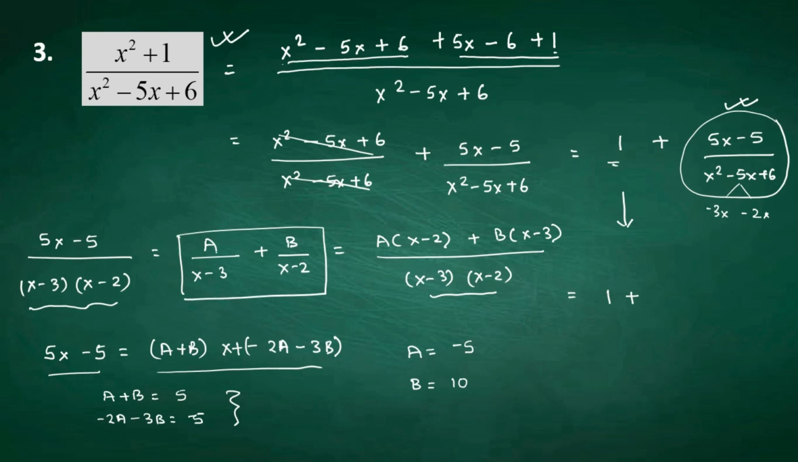So you get 1 plus minus 5 over x minus 3 plus the value of b is 10, so it will be 10 over x minus 2. Alright, so if you write it in simple words, you have to just replace plus over minus as it gets multiplied. So you can write 1 minus 5 over x minus 3 plus 10 over x minus 2.